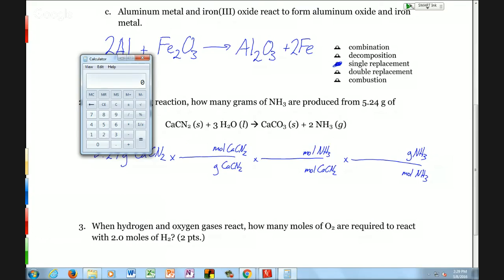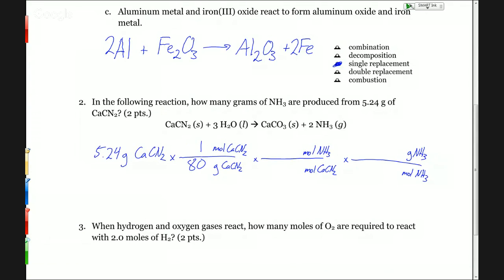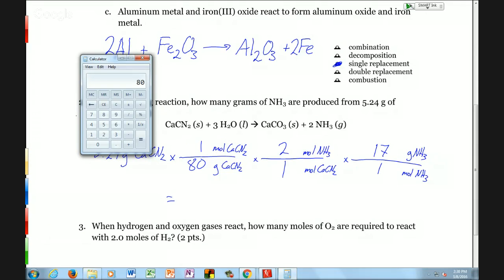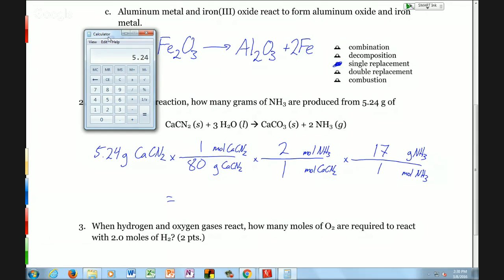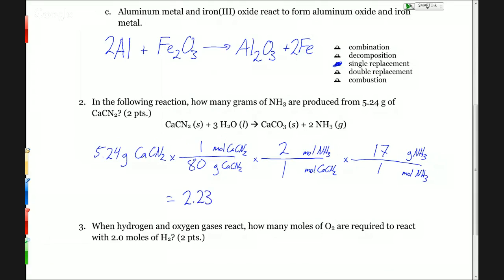All right, so the mass of CaCN2, that's going to be 40 plus 12 plus 28, 80. The equation tells us that there's 2 of these for one of those. And then NH3, 14 plus 3 is 17. So if we run that full calculation, that is 5.24 divided by 80 times 2 times 17, 2.23. And that's grams of ammonia produced.